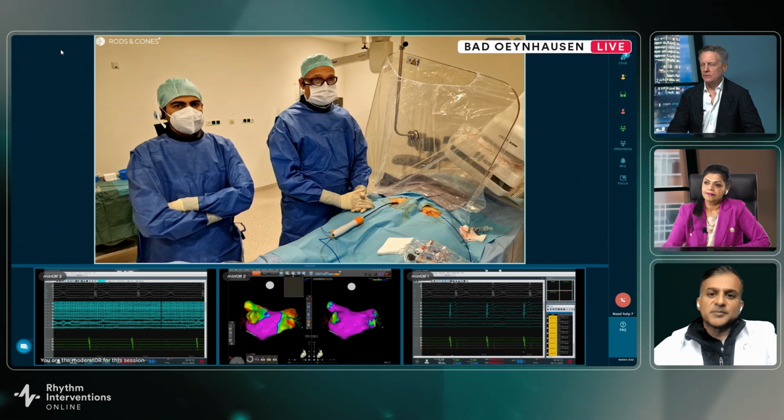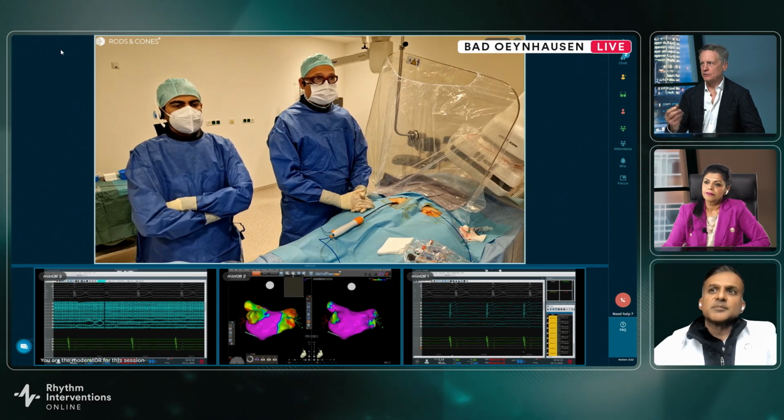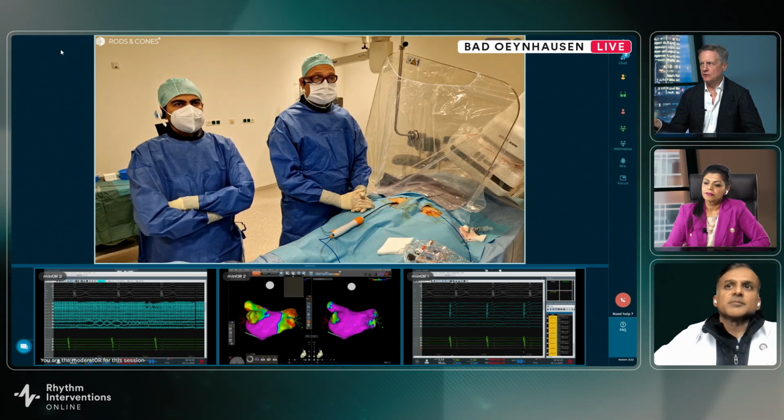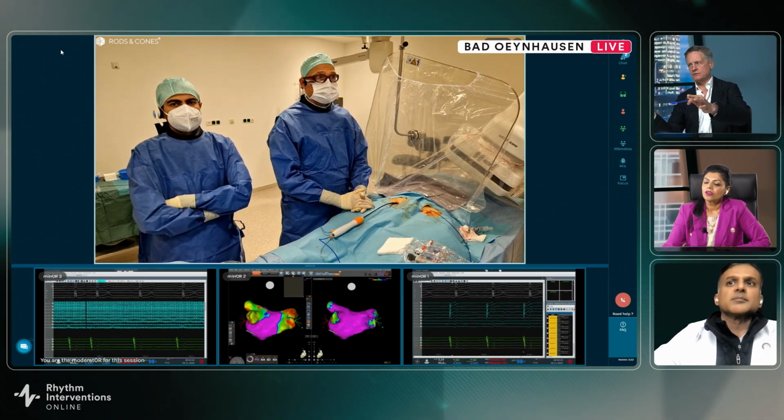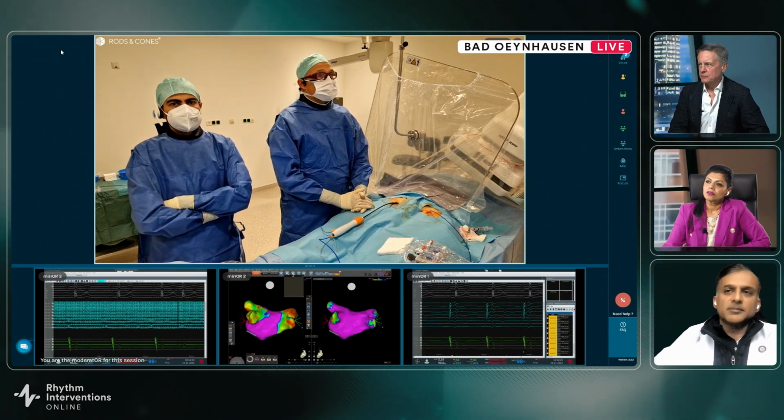And Devi, contact's not so important for you because, of course, you use ICE so much and you're so good at looking at the electrode positions. How does this technology fit in with your PFA practice?